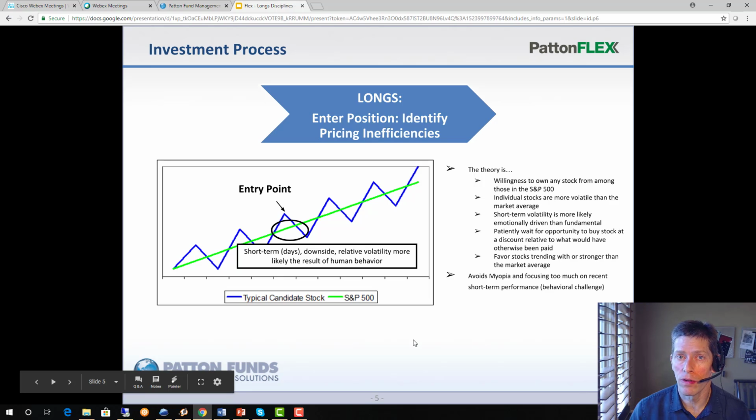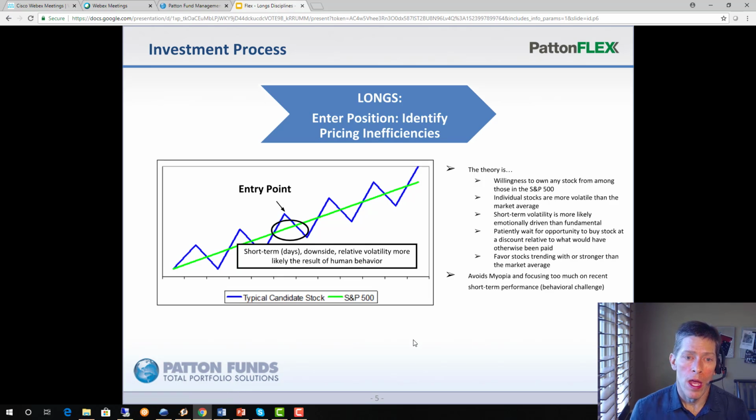We monitor the 500 stocks in the S&P 500. The green line is designed to theoretically represent the market going higher over time. Of course, it doesn't look exactly like this. This is theory, but the green line is designed to represent the market going higher over time. And the blue line is designed to represent an individual stock going higher over time. It's simply designed to illustrate that an individual stock is more volatile than the market averages. Simply because there are 500 stocks in the market average, you'd expect it to be less volatile because it's a blend of 500. An individual stock will be more volatile, more likely.